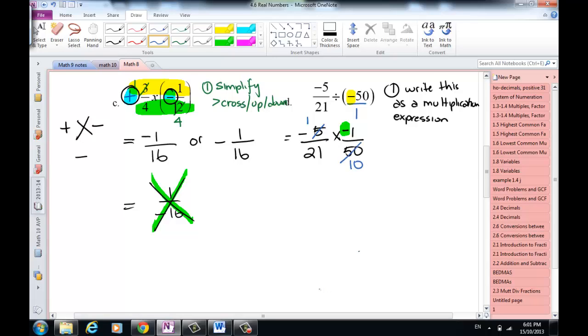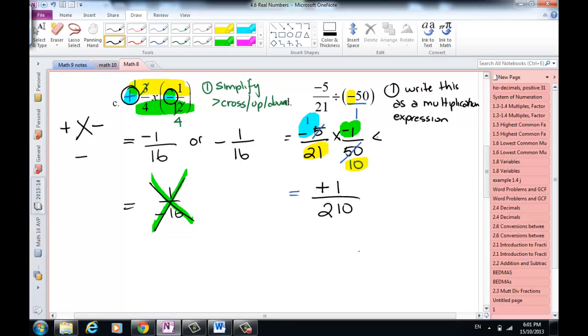There is nothing else that I can simplify, so I'm simply going to multiply the top, and I have a negative 1, right? That negative sign's there. And I have negative 1 here, and this is going to become positive 1. And on the bottom, I have 21 multiplied by 10, which is 210. These are both in the most simplified form, and therefore we're done.